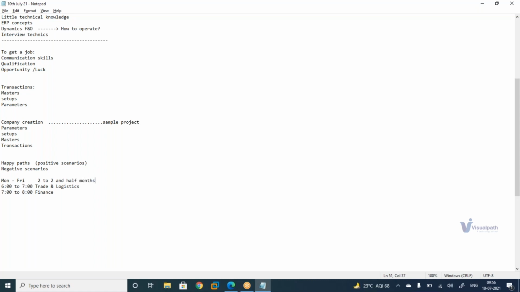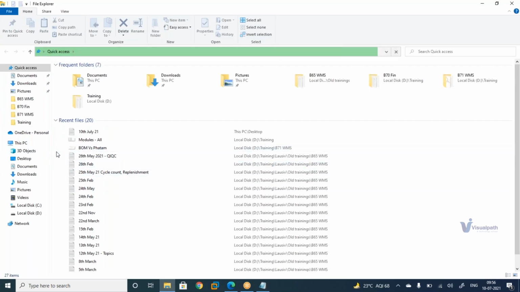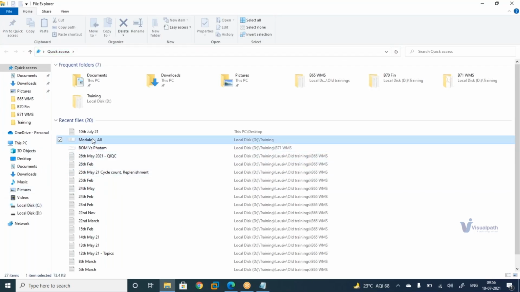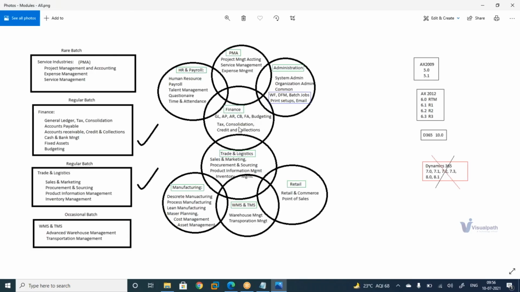Okay, so what is this trade and logistics? What is this finance? Let me show you that. What modules will be covered in this? Finance, and trade and logistics. These two modules I will teach regularly.